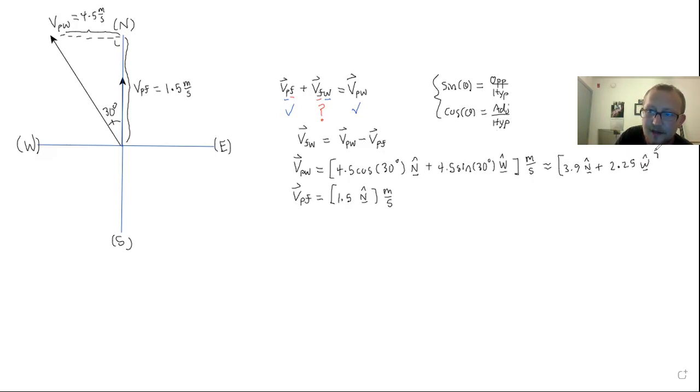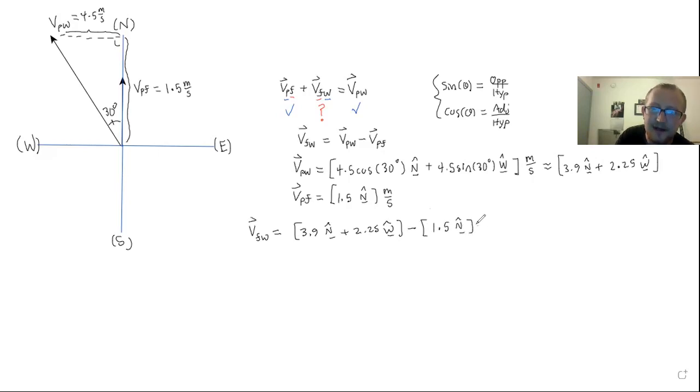All right, so now that we have these in terms of real numbers, we can combine them. We're looking for the velocity of the ferry with respect to the water, and we know that's equal to the velocity of the person with respect to the water, which is 3.9 north hat plus 2.25 west hat, minus our second vector, which is the velocity of the person with respect to the ferry. That's 1.5 north hat.